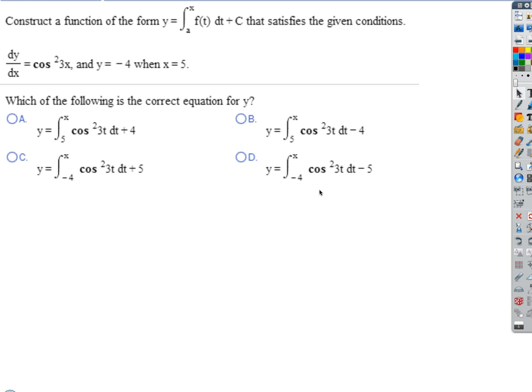Okay, so something like this. Now, I'm not going to do this one, because I really want you to do this one, this is a good question. Construct a function of that form that satisfies these conditions. Now, you want the derivative to be cosine squared 3x, right? So the derivative of this function that you're sticking in there, right?